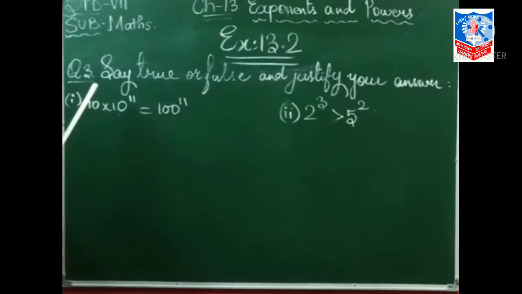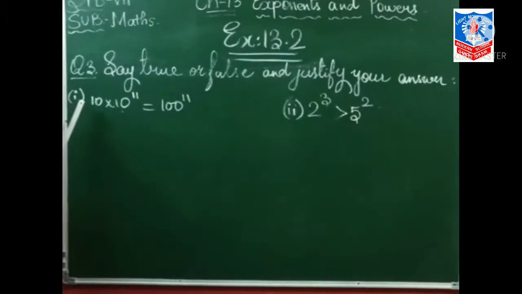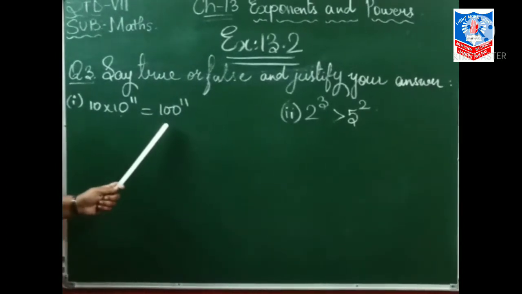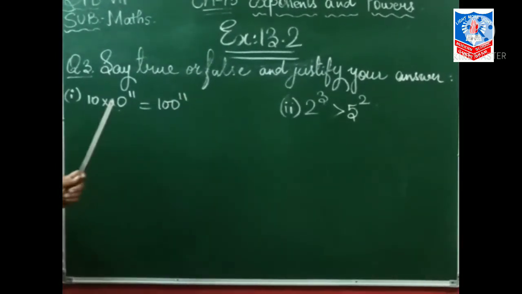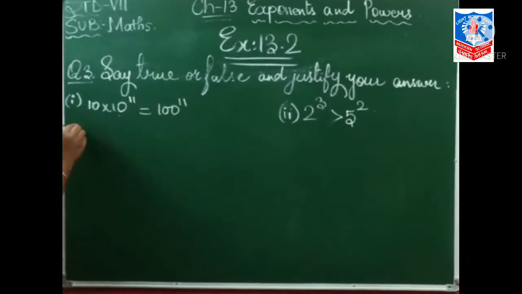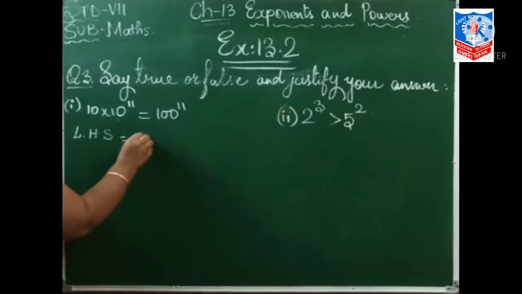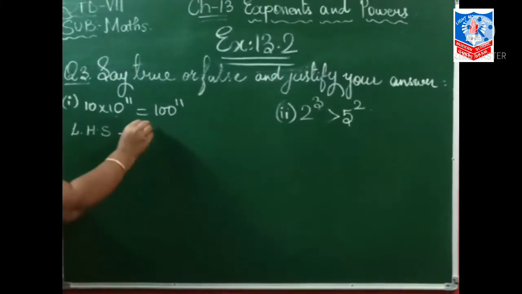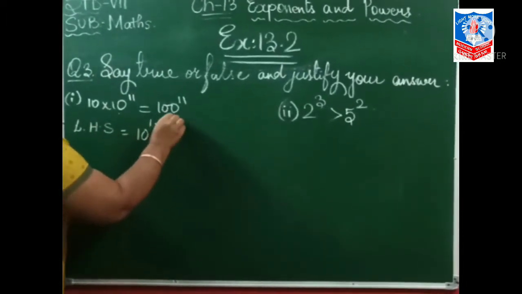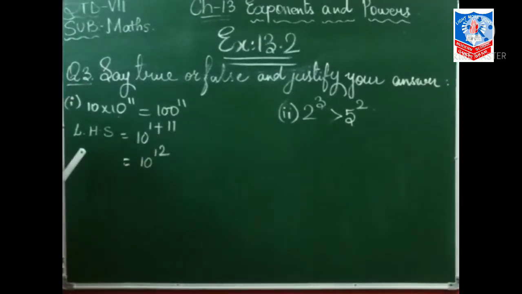Question number 3. Say true or false and justify your answer. The first one is 10 into 10 raised to the power 11 is equal to 100 raised to the power 11. Now see, this is left hand side and this is right hand side. Now left hand side, it is 10. Here nothing is here, so it is 1 into 10 raised to the power 11. That is 10 raised to the power 12.